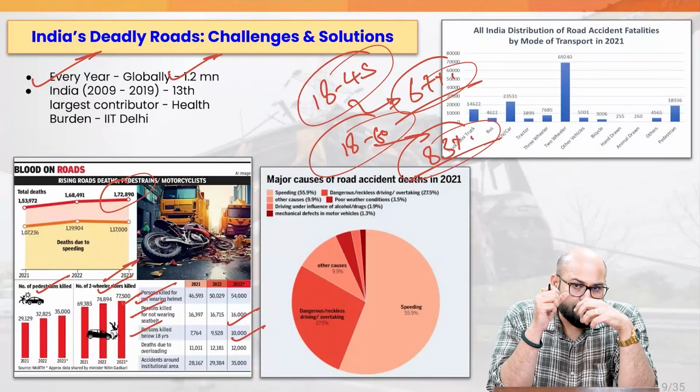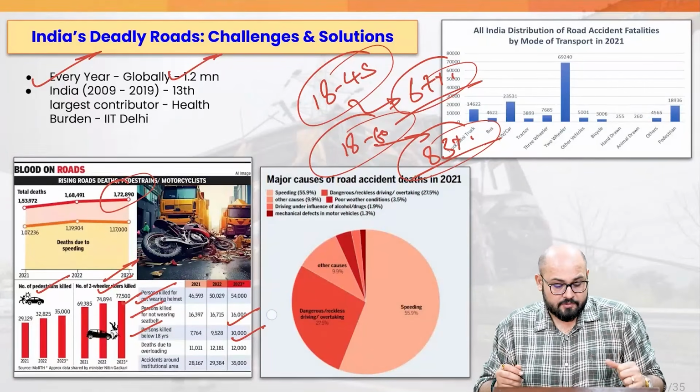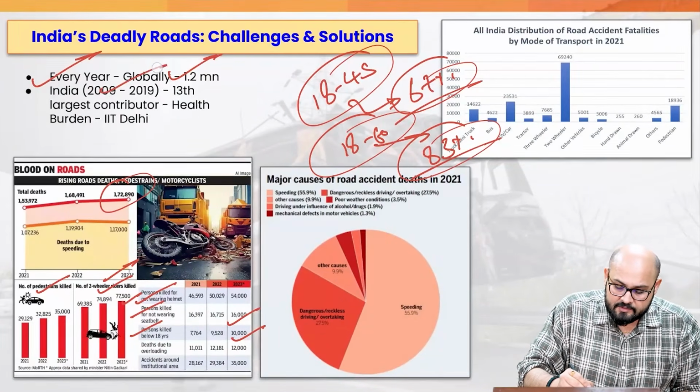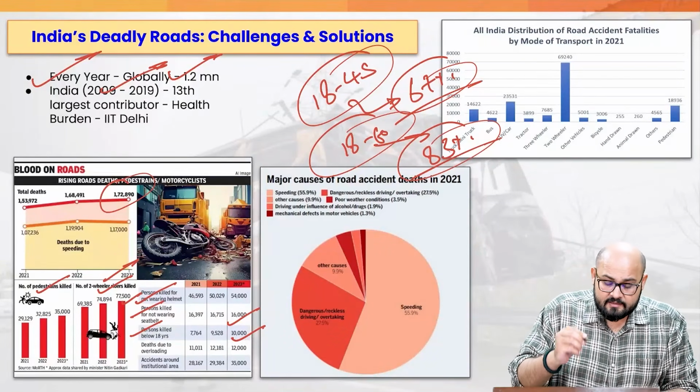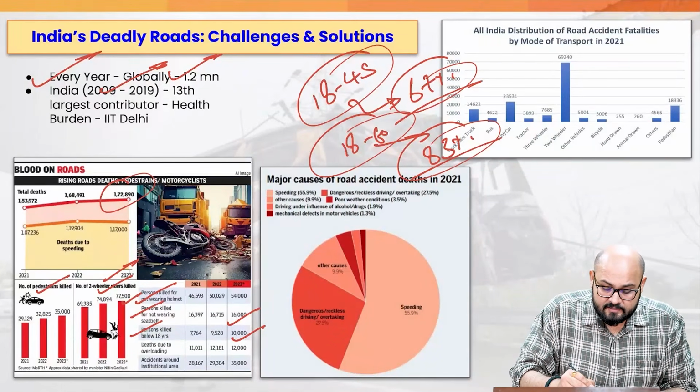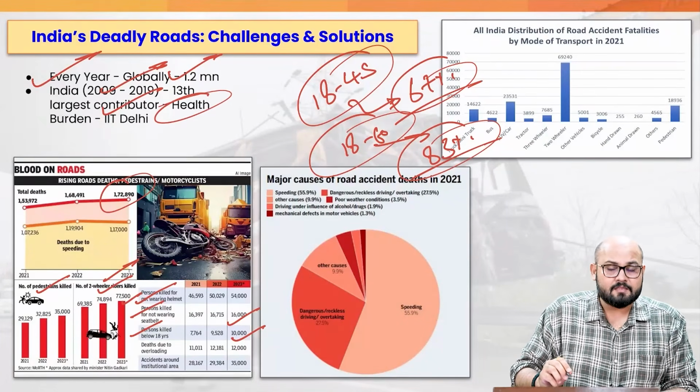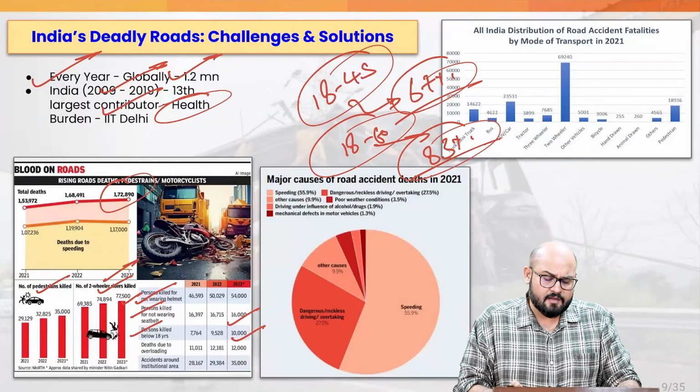Right? So we are basically losing that critical resource. In India, from 2009 to 2019, according to research done by IIT Delhi, road accidents are the 13th largest contributor with respect to the health burden. We'll talk about what this health burden is all about.